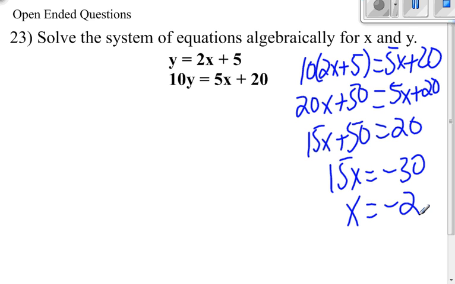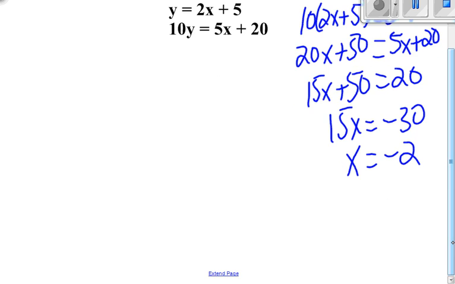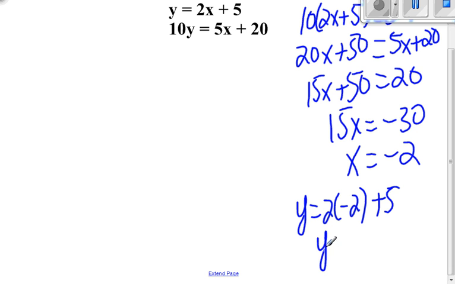Substitute back into one of the original equations, probably the first one. y equals 2 times negative 2 plus 5. y equals 1. So the solution is negative 2 comma 1.